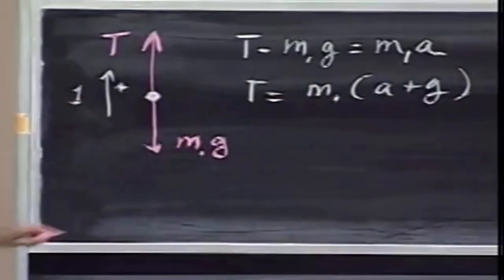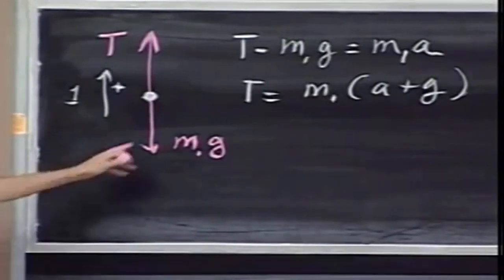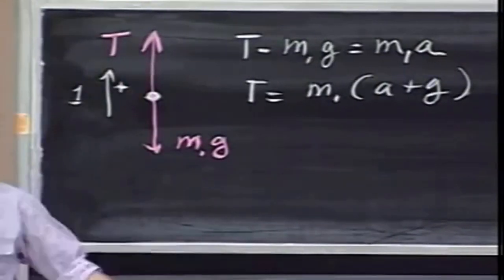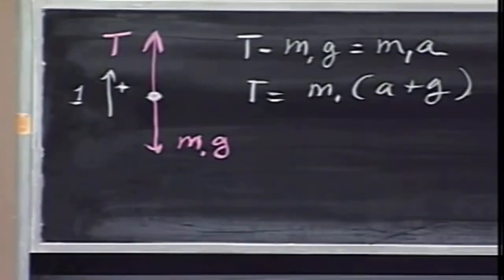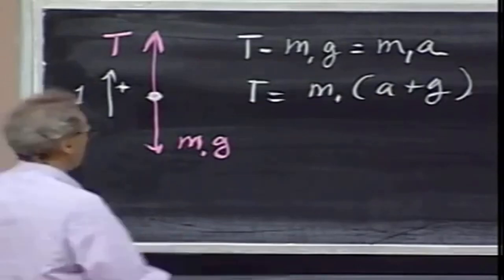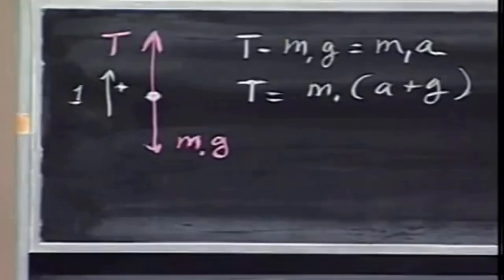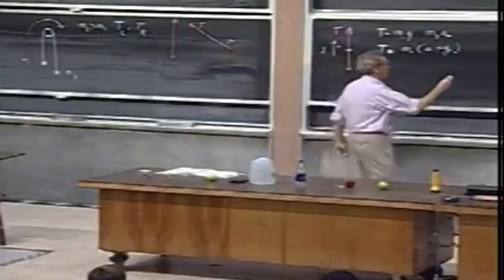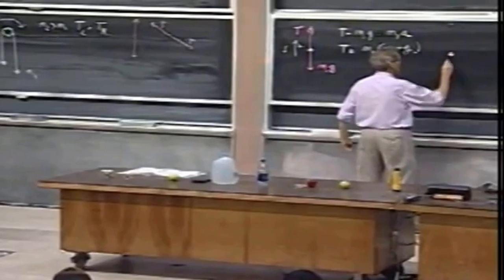Hey, we've seen that one before. This one is being accelerated upwards. Notice it gains weight. That's the tension, and this is the acceleration. I have one equation with two unknowns, so I can't solve it yet. But there is another one. There is number 2 here.